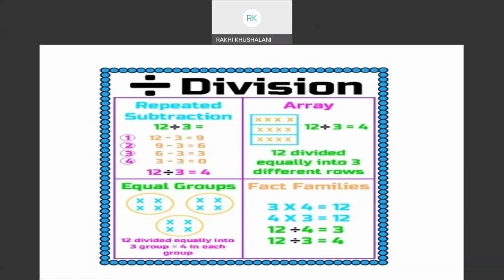See the facts. 4 into 3 is 12. 3 into 4 is 12. You get the same product. If the same product is divided by one of the factors, you are going to get the other factor.